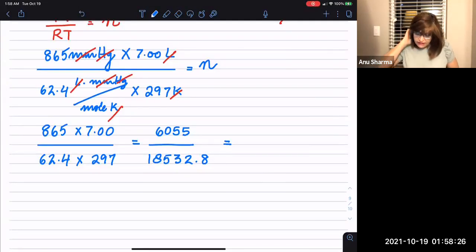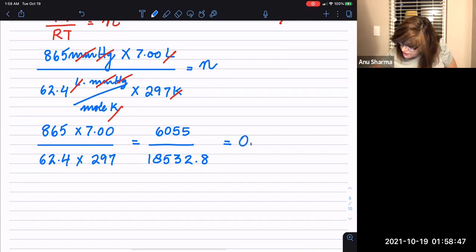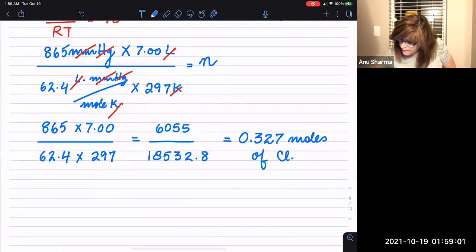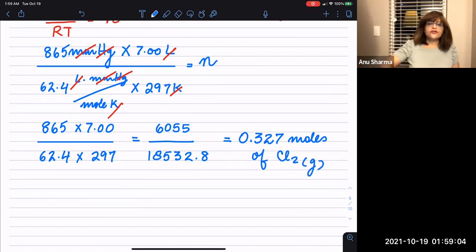865 times 7 gives you 6,055. And when you multiply 62.4 with 297, you get 18,532.8. When you divide 6055 by 18532.8, you get 0.3267 and so forth moles. And that is the moles of chlorine gas. So that is one piece.